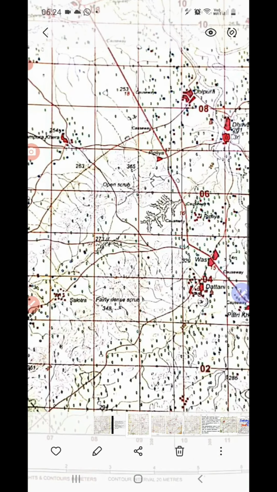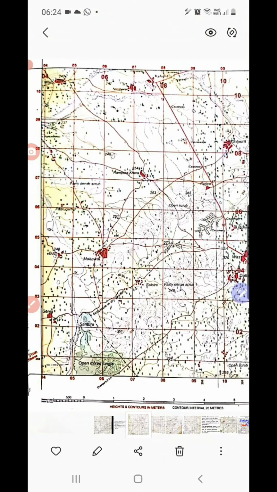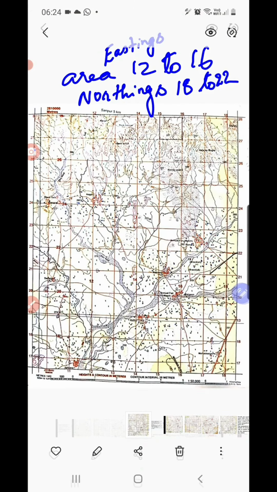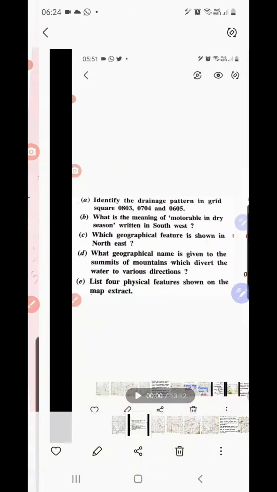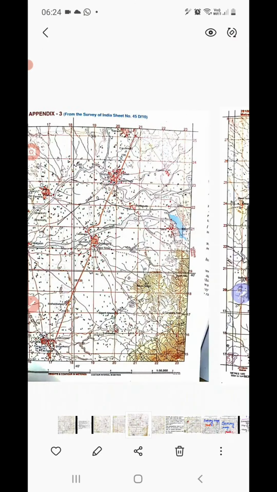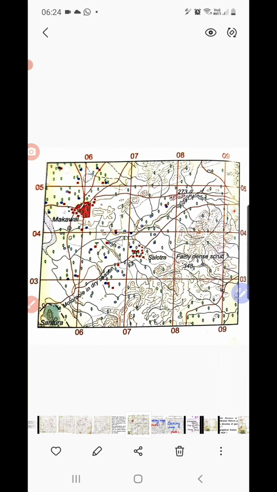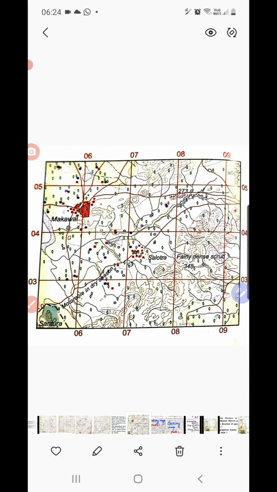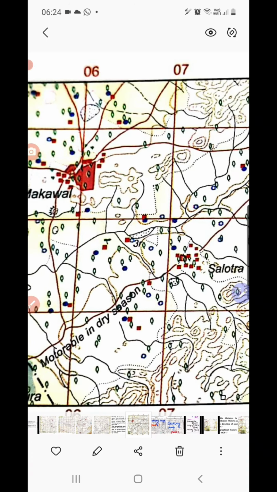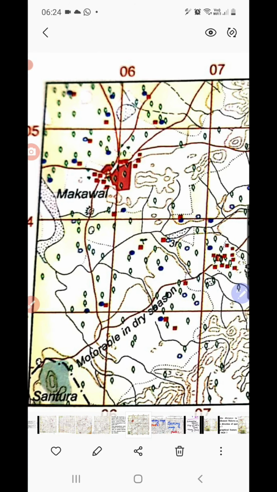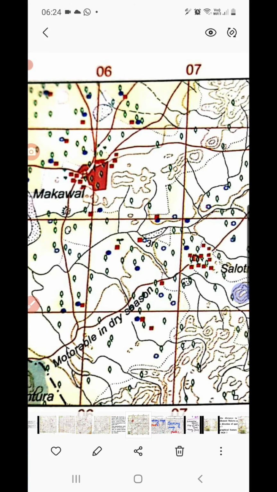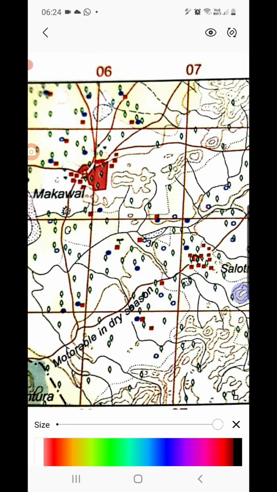Perennial wells. These are the blue lines. This blue spot indicates a perennial well. Suppose you see, for example, if you are finding here 6R like this, then you have to write relative depth of the perennial well. Okay, 6R is found near the blue spot, then relative depth of the perennial well.